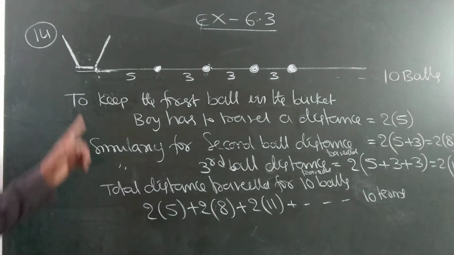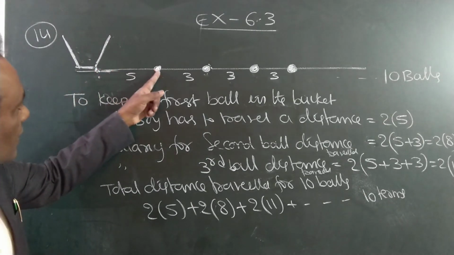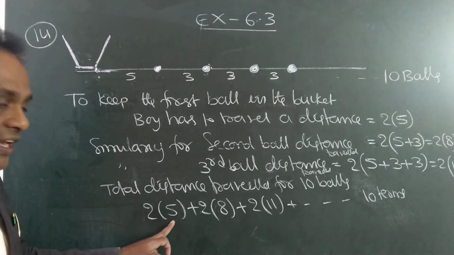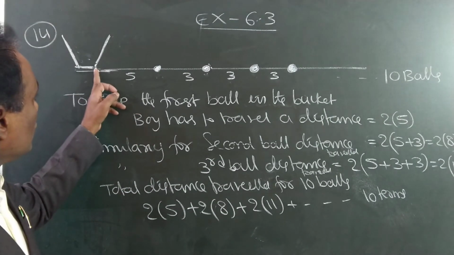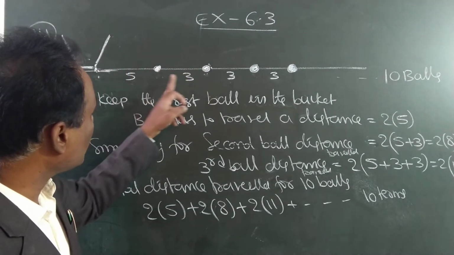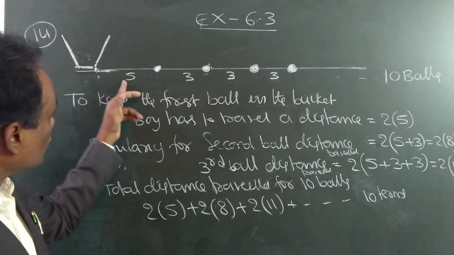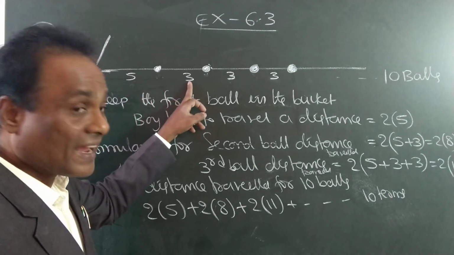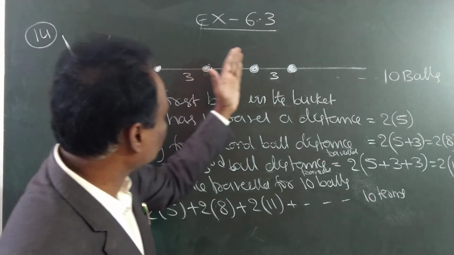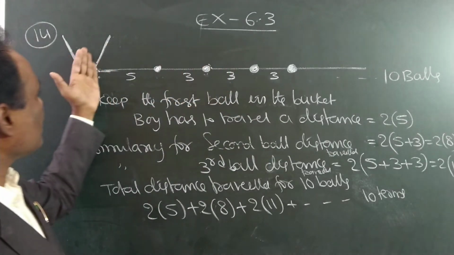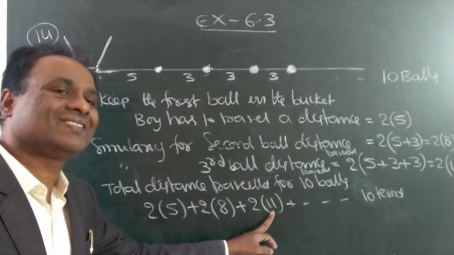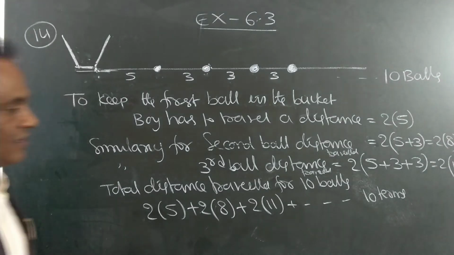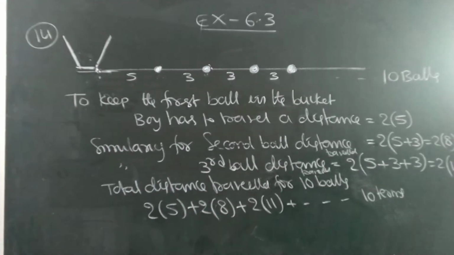Understood or not? The boy traveled here, took this ball, kept it here. 5 plus 5, 2 times 5. Second ball, from here to here, how much? 5 plus 3, 8 up, 8 down, 2 times 8. Third ball, 5 plus 3, 8 plus 3, 11 meters. Traveling 11 meters, again backward, 2 times 11 meters. Like that. Understood or not?